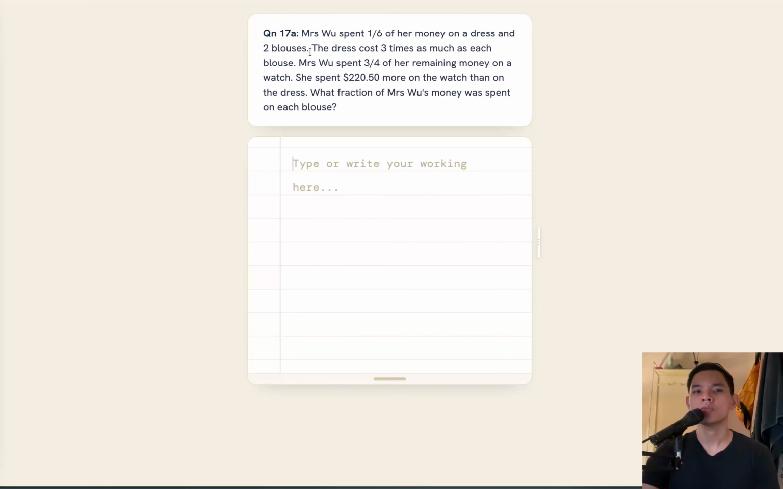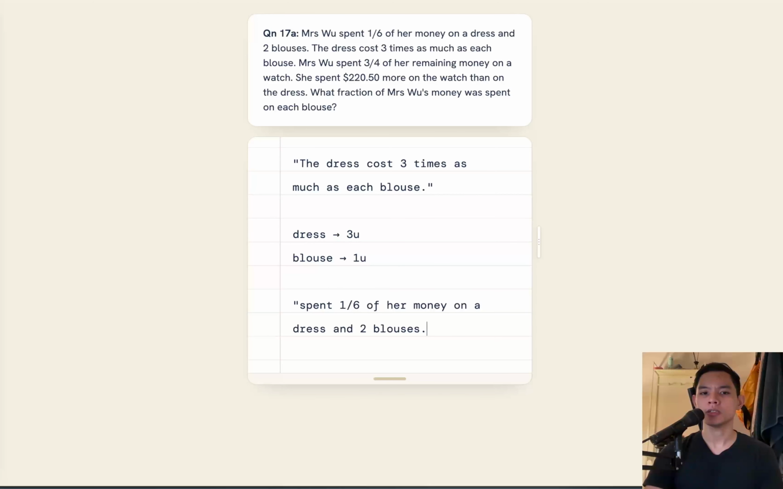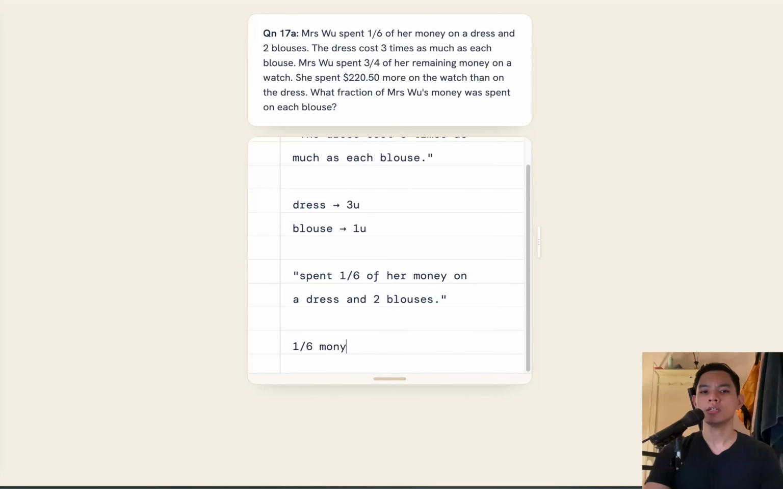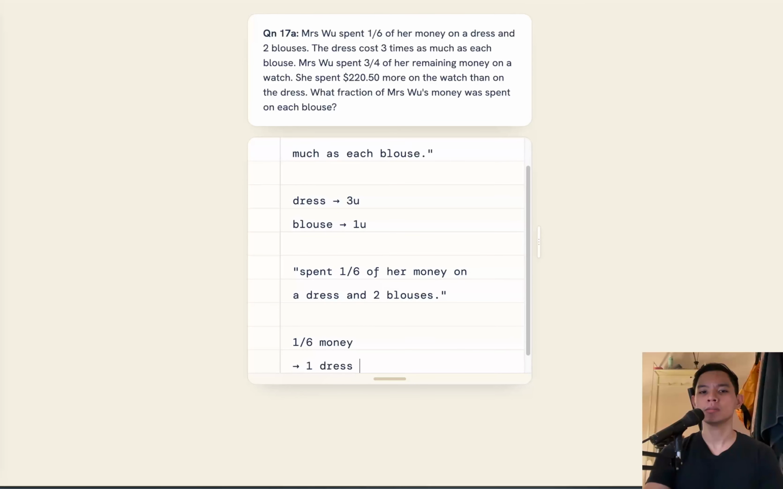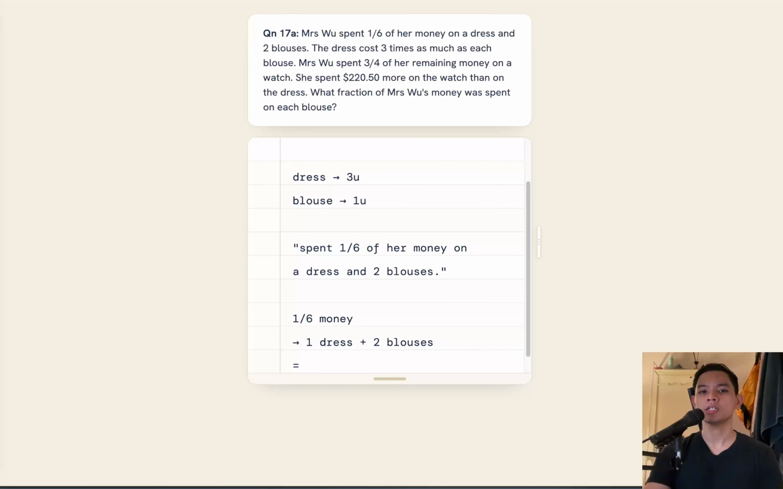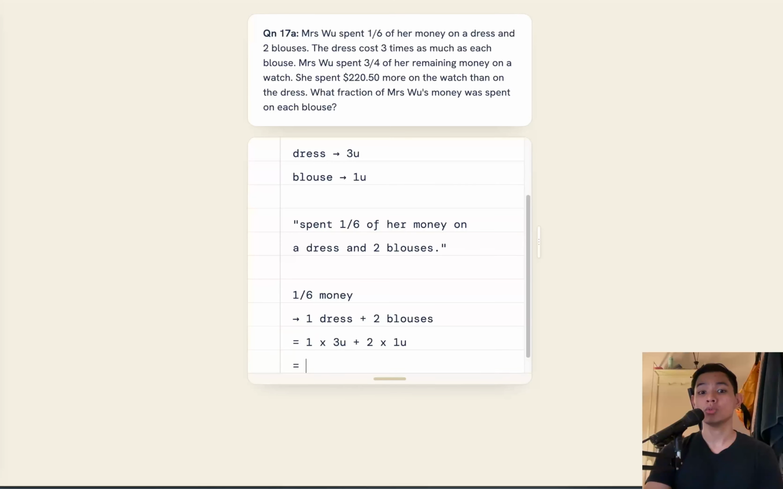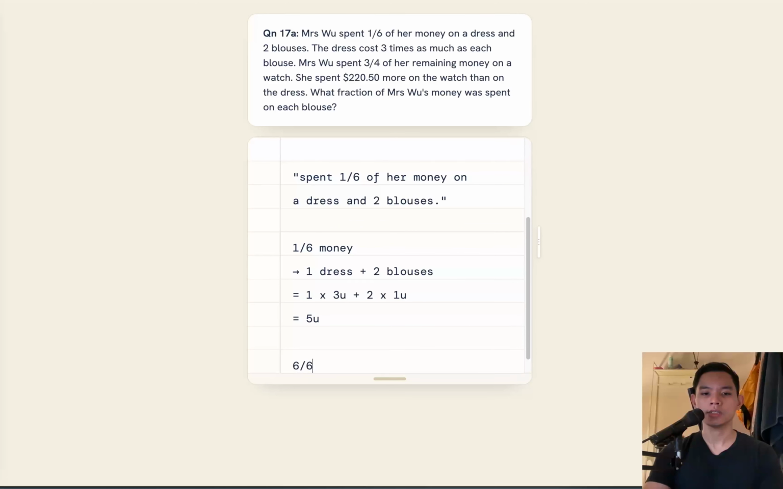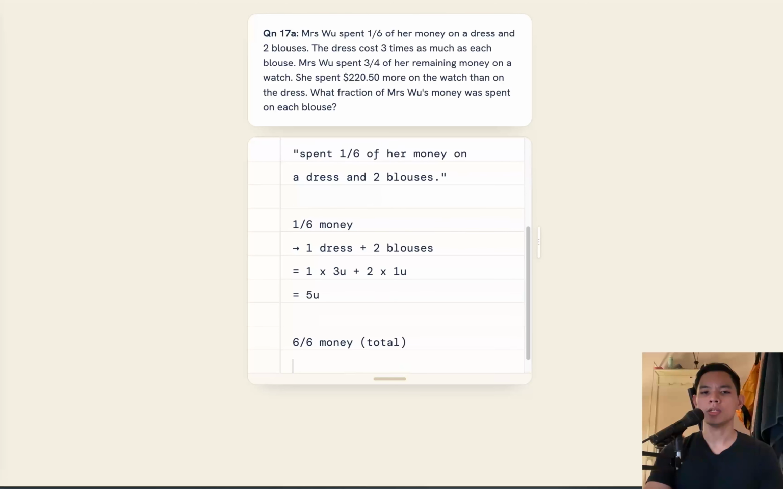Okay, so for this, let's focus on this part. The dress cost 3 times as much as each blouse. So that means the dress will be 3 units and the blouse will be 1 unit. Then from the previous statement, she spent 1/6 of her money on a dress and 2 blouses. So 1/6 money is equal to 1 dress plus 2 blouses. Means 1 times 3 units plus 2 times 1 unit. That means in total 5 units. So 6 out of 6 money, the total, will then be 30 units.